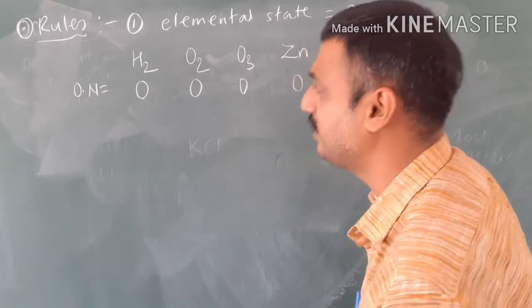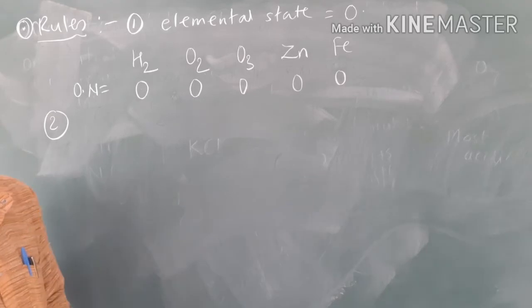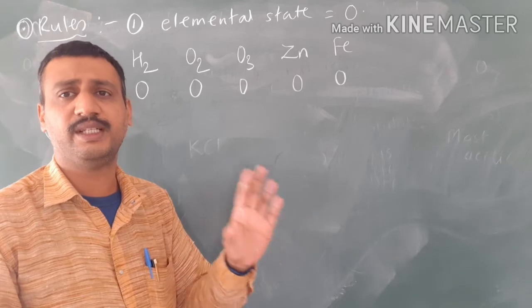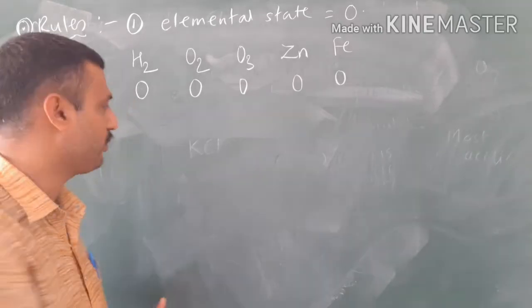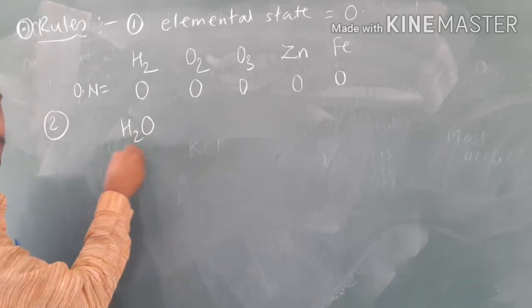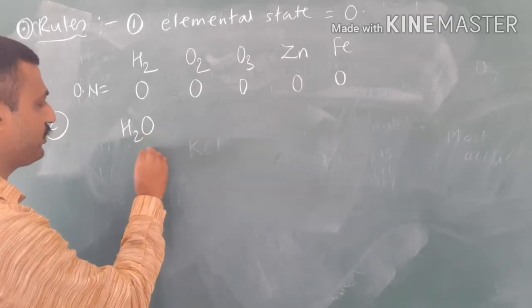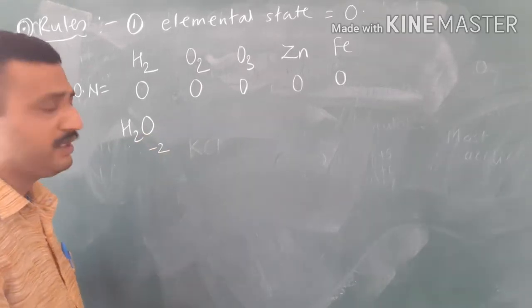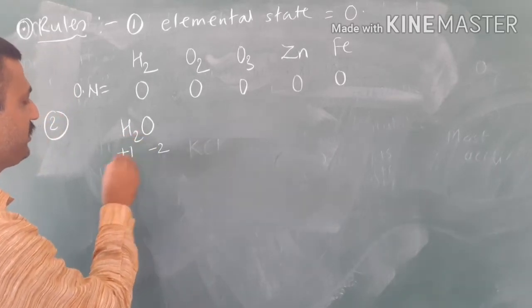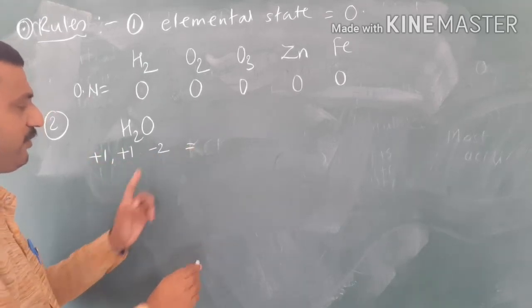Now the second rule: the sum of the oxidation numbers of all species in a given molecule is 0. Suppose we are talking about the water molecule. Whatever the oxidation state of oxygen and of both hydrogens, if we sum the oxidation states of all the species, it becomes 0. The oxidation state of oxygen is -2, I will tell you those rules, and the oxidation state of a single hydrogen is +1. So two hydrogens give +1 +1 = +2, and here it's -2. So the sum of the oxidation states of all the species is 0.